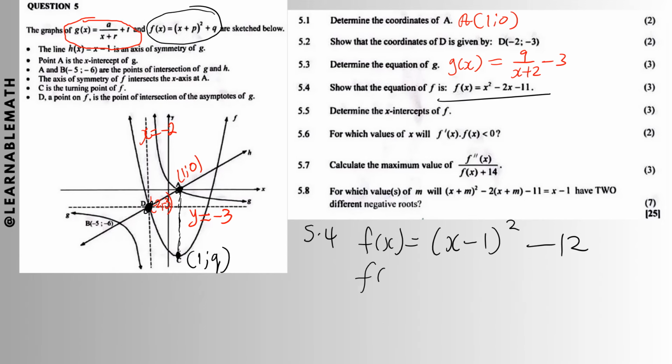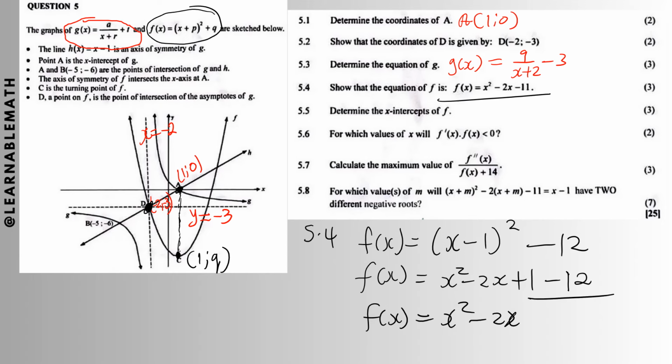So when you expand this equation, it's going to be x squared minus 2x plus 1 minus 12, right? So when you simplify, you add like terms, you'll get x squared minus 2x. 1 minus 12 is minus 11. Then you have actually shown that indeed the equation of f is that, right?